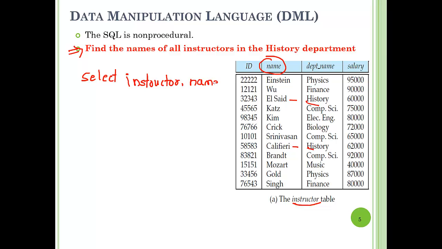So here what am I getting in the output as the result of this query? This name, only one attribute, because I am interested only in those instructors who belong to the history department. So here select the attribute. The query goes like this: select attribute name from table name. From which table? The table name is instructor.